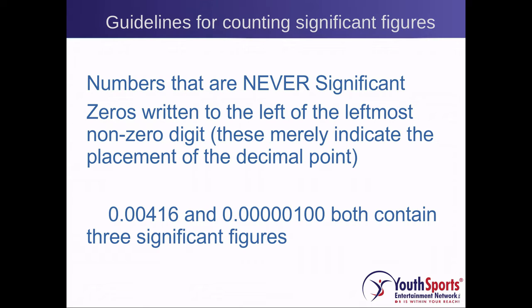Numbers that are never considered significant are zeros written to the left side of the leftmost non-zero digit. For example, in this number, the leftmost non-zero digit is a 4. So any number of zeros written to the left side of that are not considered significant. In this number, you have this non-zero digit here, and these 6 zeros written to the left side of it are never going to be considered significant. But the zeros on the right side, as we have mentioned before, are considered significant. So this number and this number have different numbers of digits, but they only have 3 significant figures: 100 here and 416 here. The 4, 1 and 6, and the 100, are the 3 significant figures.